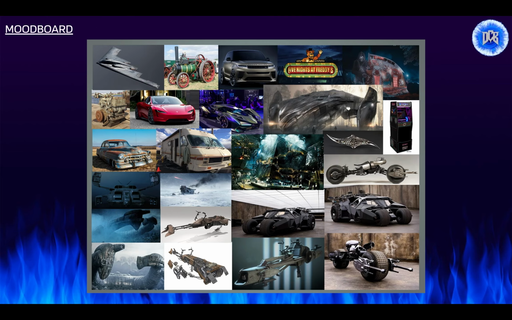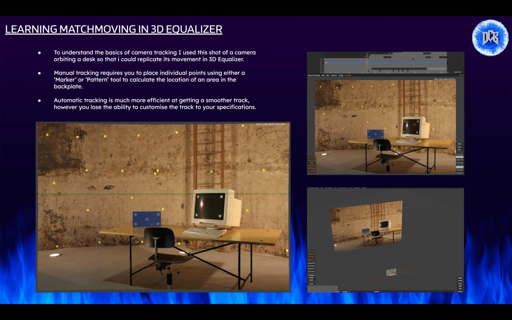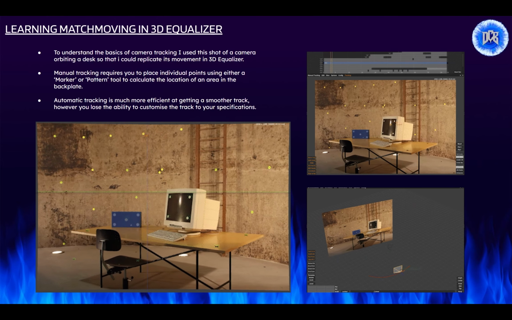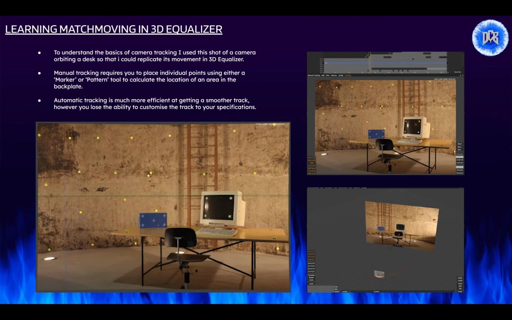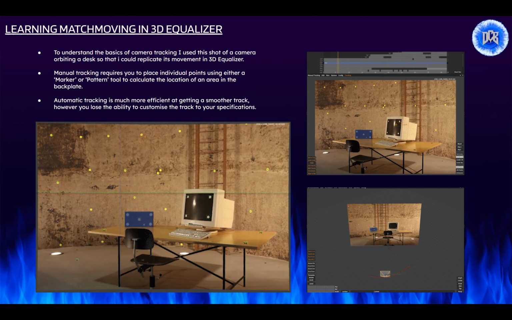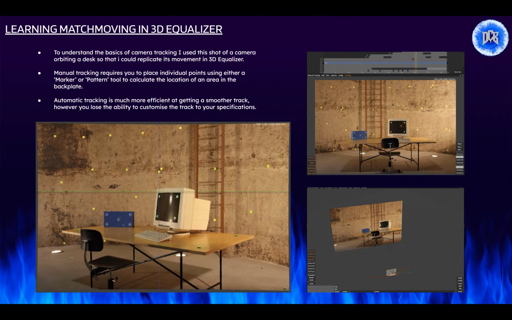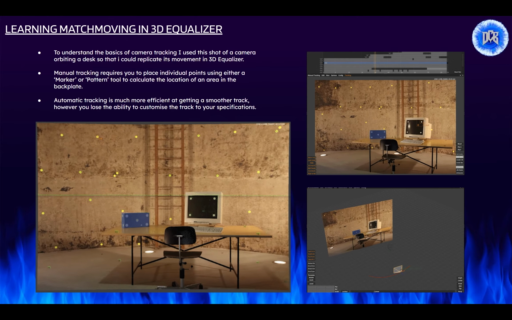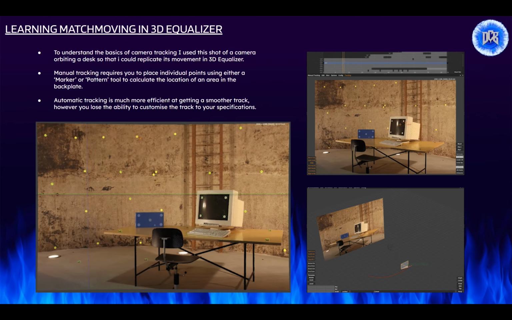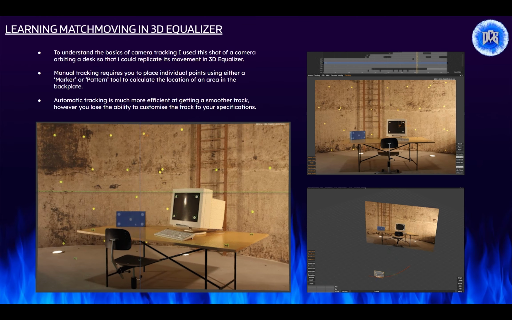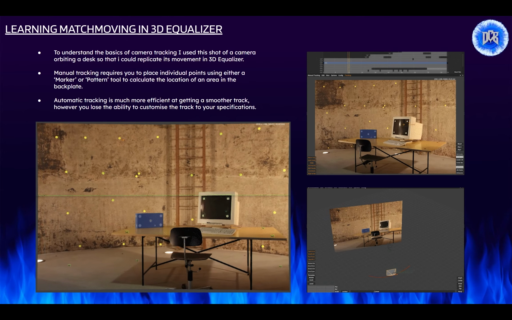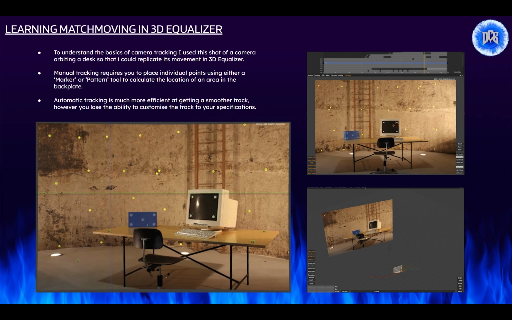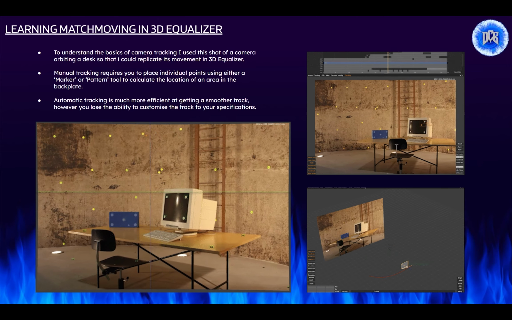This was the mood board that I created to explore ideas for this project. To understand the basics of camera tracking, I used this shot of a camera orbiting a desk so that I could replicate its movement in 3D Equalizer. Manual tracking requires you to place individual points using either a marker or pattern tool to calculate the location of an area in the backplate. Automatic tracking is much more efficient at getting a smoother track, however you lose the ability to customize the track to your specifications.